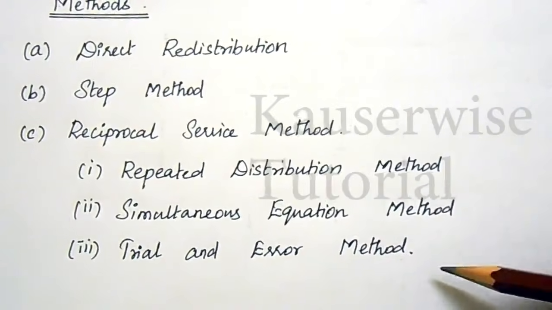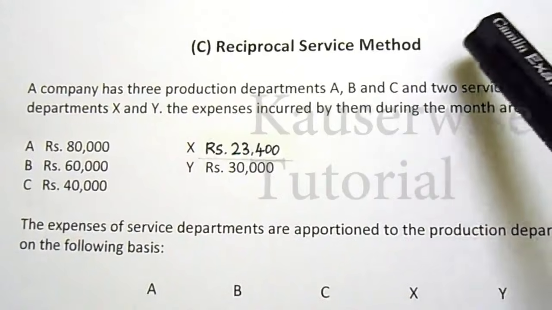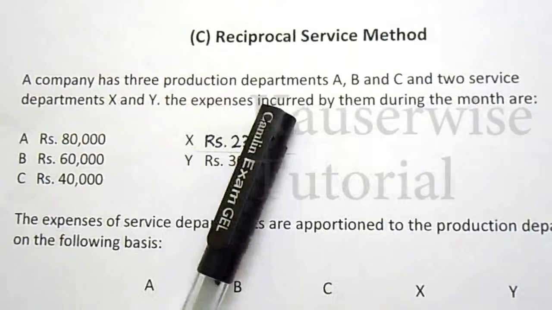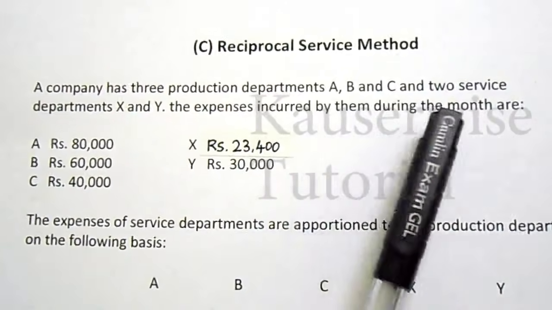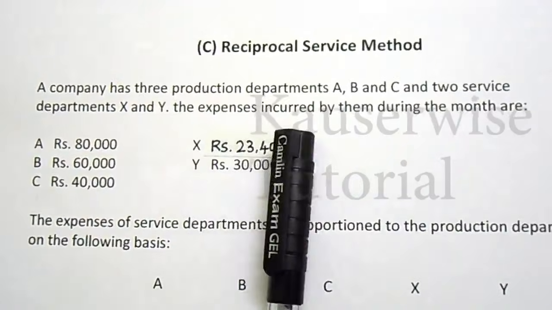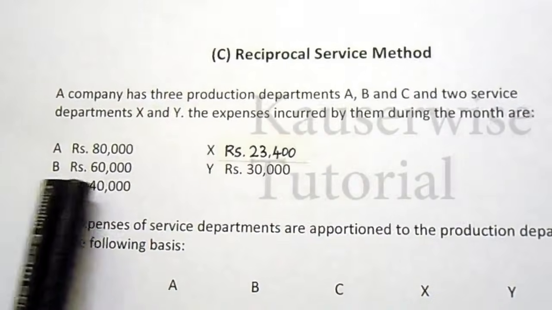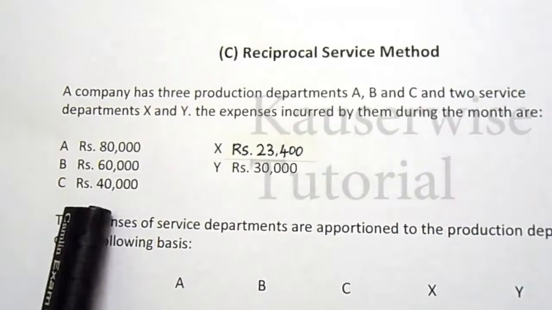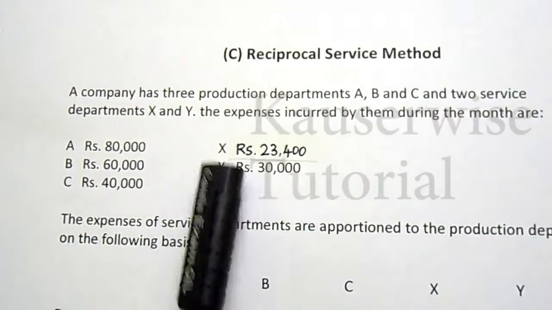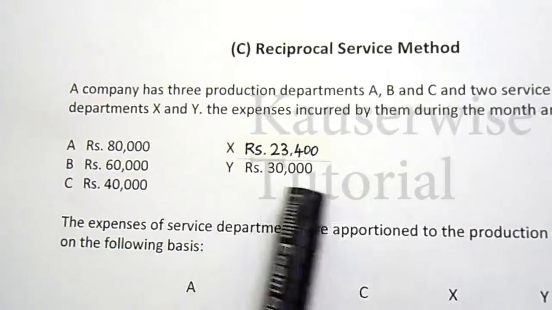So now I am going to explain one problem based on three different methods. Reciprocal service method. Look at the problem. A company has three production departments A, B and C and two service departments X and Y. The expenses incurred by them during the month are: for A 80,000, for B 60,000, for C 40,000. These are the three production departments and these are the two service departments. For X 23,400, for Y 30,000.